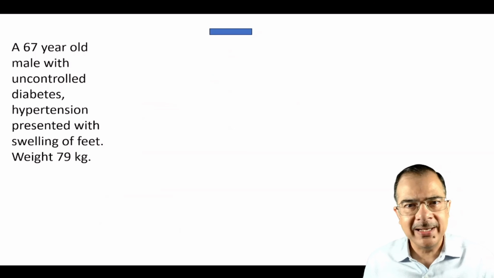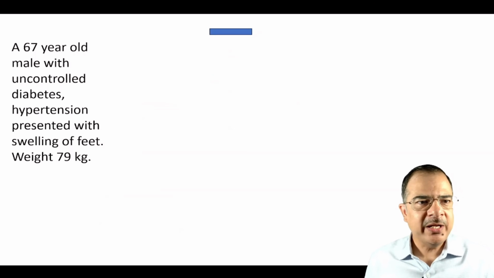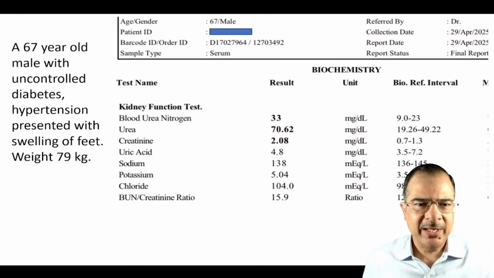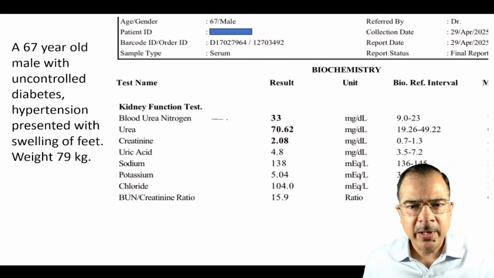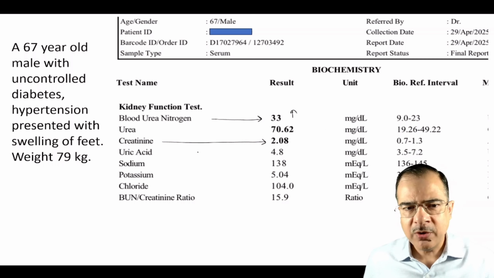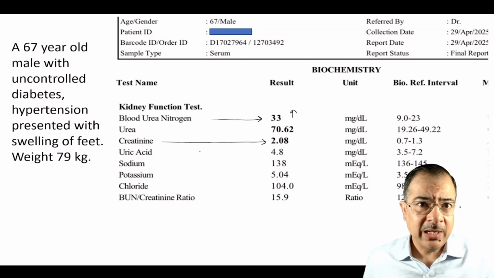Now let's see some real cases. A 67-year-old male with uncontrolled diabetes and hypertension presented with swelling of the feet, and weight is 79 kg. These are the parameters present here. Look at the blood urea nitrogen. Blood urea nitrogen is elevated. Look at the serum creatinine. Serum creatinine is 2.08. When we look at the ultrasound of the patient, it came out to be normal, so it is most likely an intrinsic renal disease.